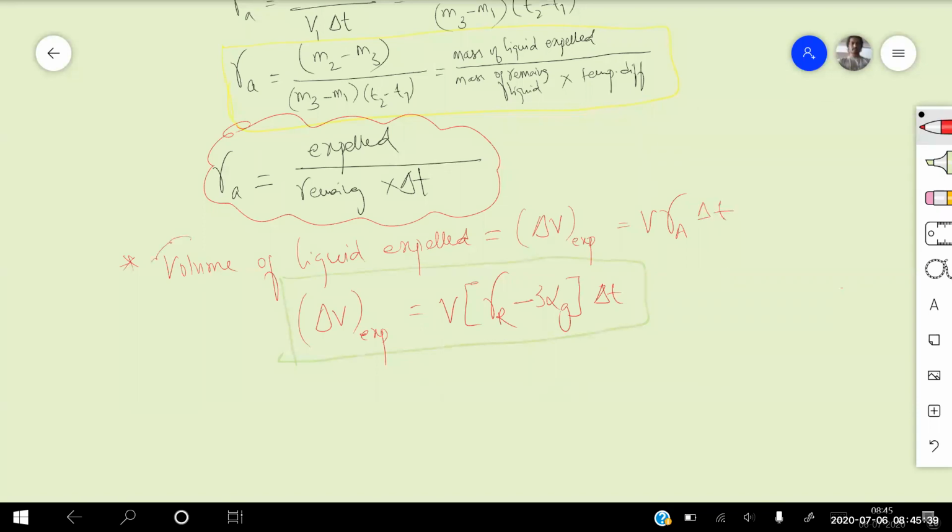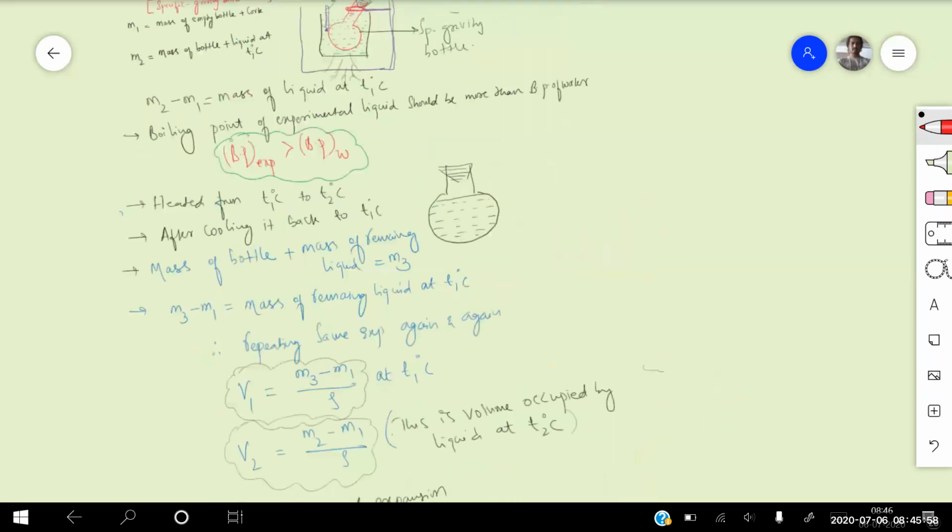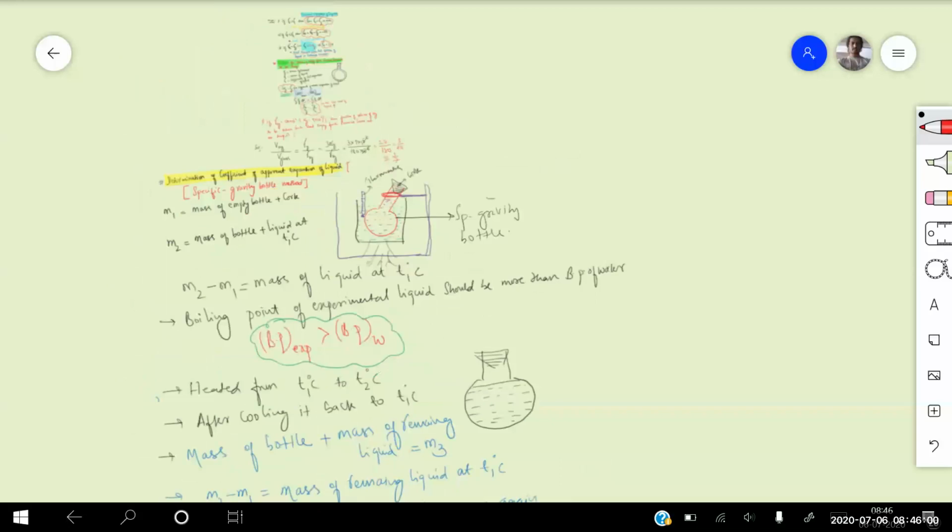So the volume of the liquid, whatever we have expelled, that will be equal to expansion only. Right? Delta V is equal to V into gamma A. Gamma A can be written as gamma R minus gamma of glass. Gamma of glass is written as 3 times alpha of your glass into temperature difference. Let us try to go back once again, beta. It's a very important relation for your competitive examination.